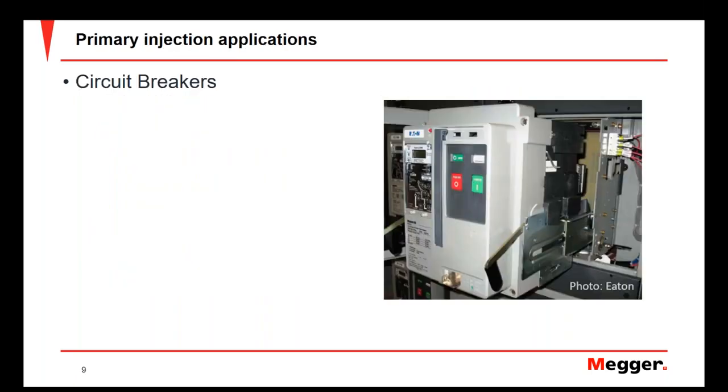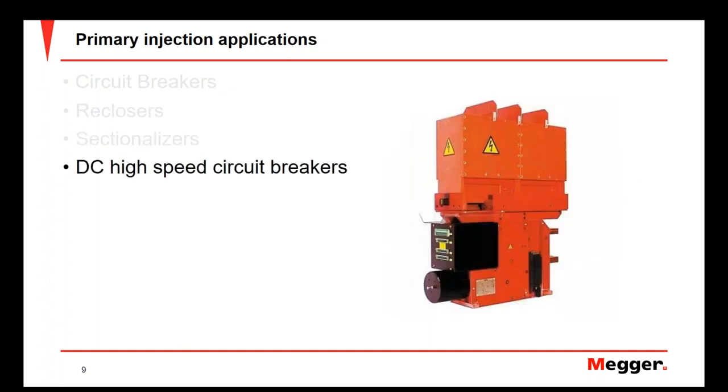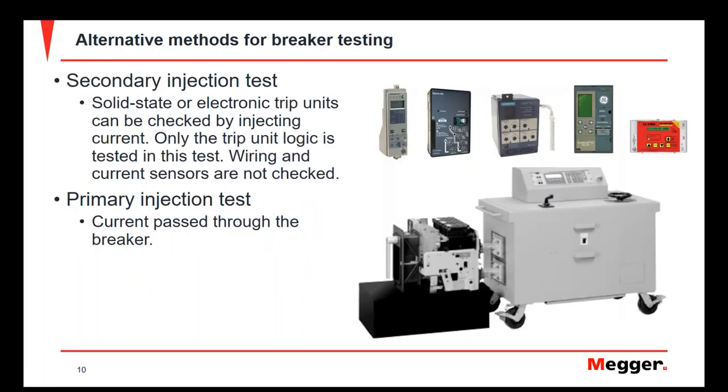Now, we talked about how primary injection applies to circuit breakers, but it also applies to reclosers and sectionalizers that have overcurrent function on those, and DC high speed circuit breakers. But we can also use primary injection to do heat runs, test current transformers, verify the integrity of ground grids, and test personal protective grounds.